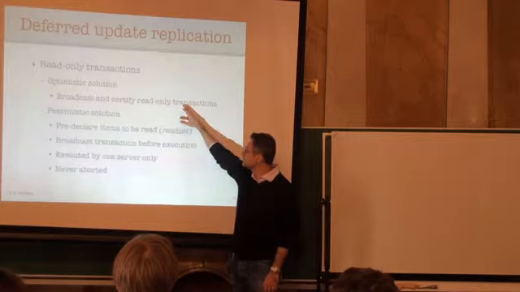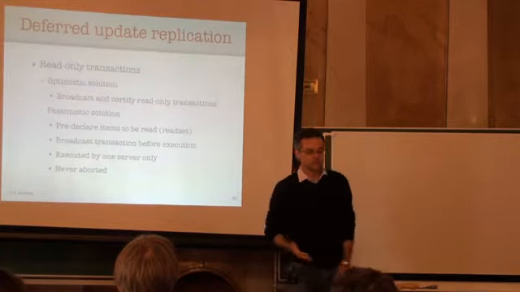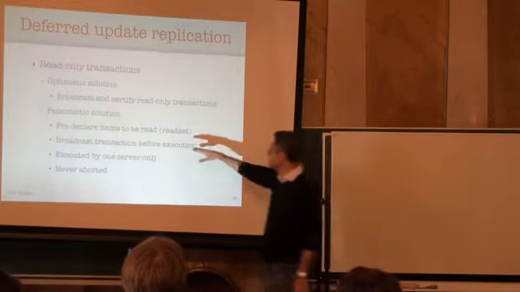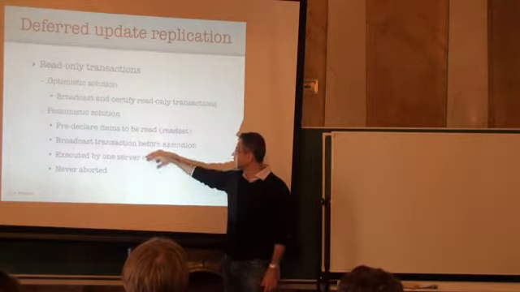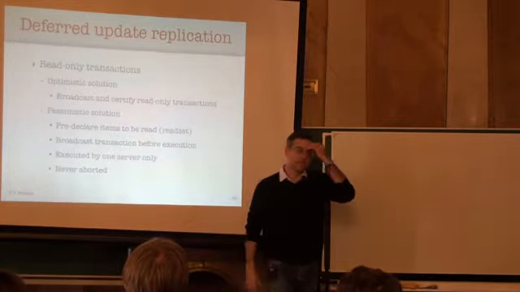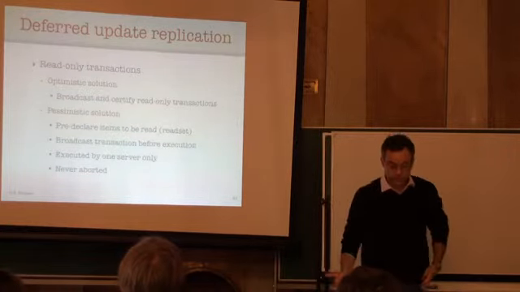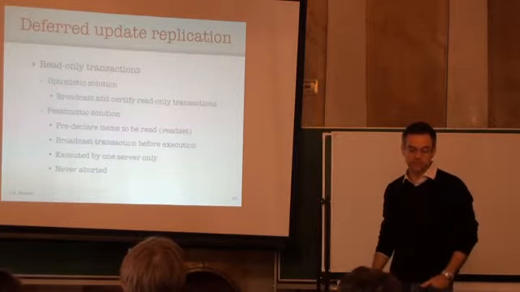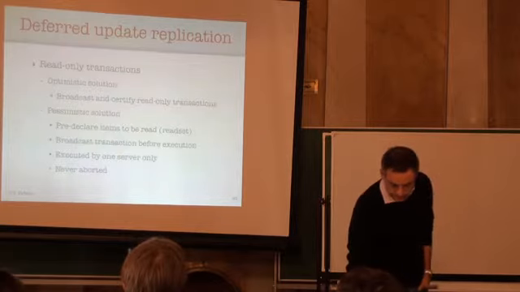So in the first case, I first execute and then I broadcast. So if the transaction reads inconsistent data, it's going to be aborted. In the second case, I first broadcast and then I execute. But in order to be able to do this, I must be able to pre-declare the data items that are going to be read by the transaction. So the cost of replacing total order by a partial order shows up in read-only transactions.